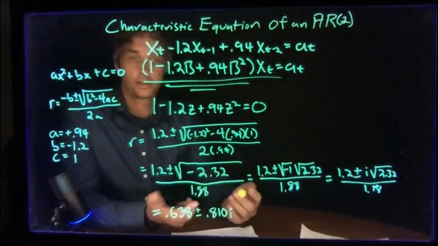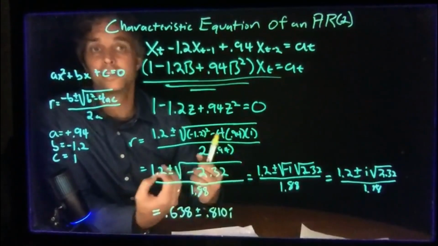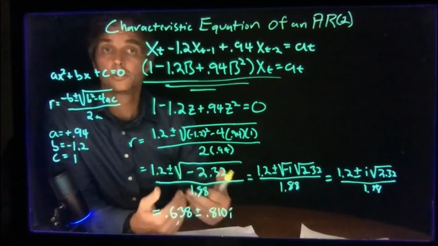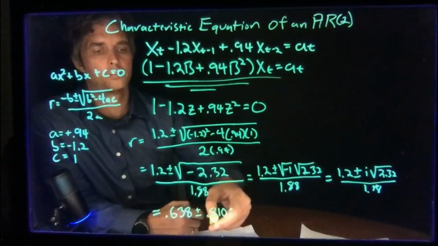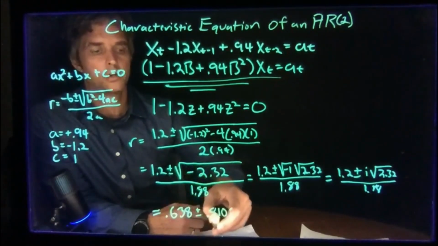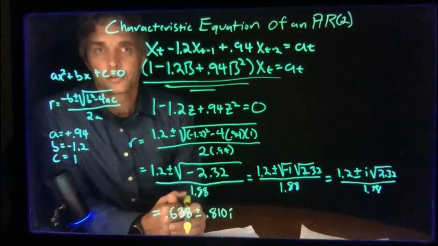And so that's it. We've got two roots here, right? We've got a degree 2 polynomial, we've got two roots, and these are complex roots because they have the imaginary i in them. And complex roots always come in pairs. It's 0.638 plus 0.810i, and the other root is 0.638 minus 0.810i. Now, great, we've got the roots of the characteristic equation.